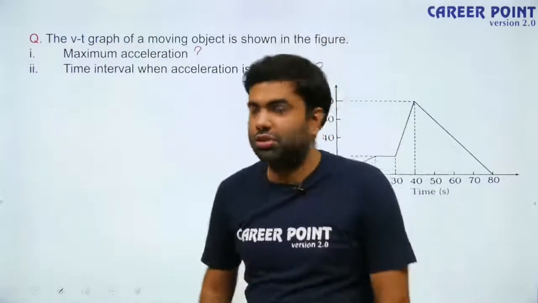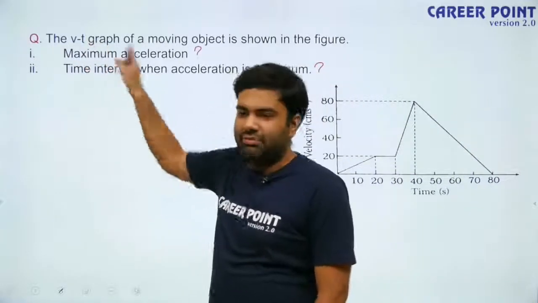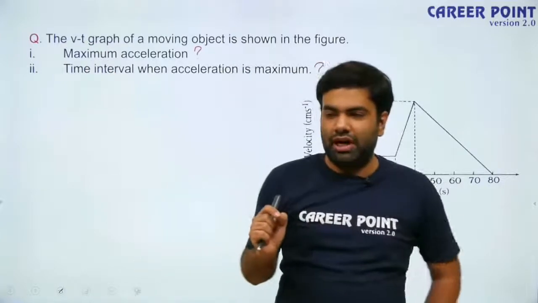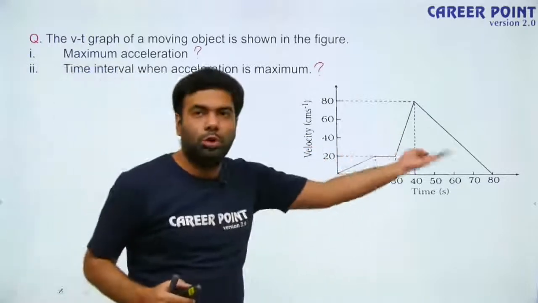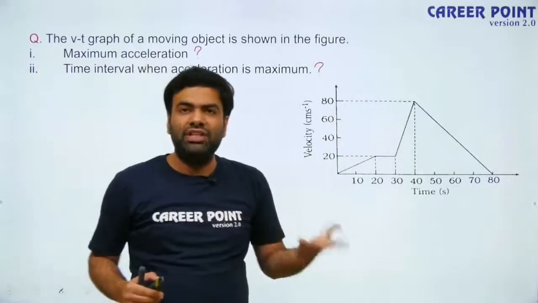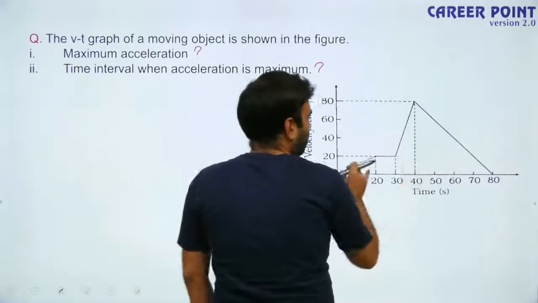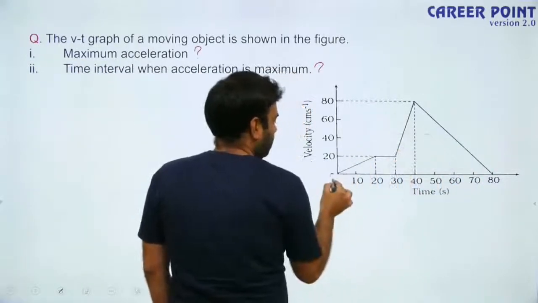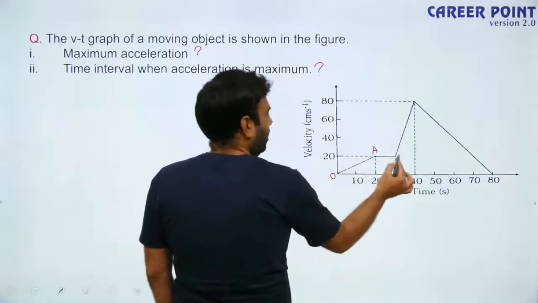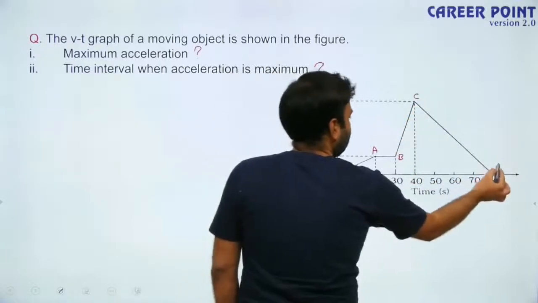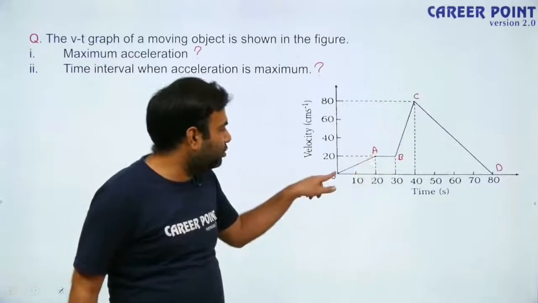So how to solve this question? We have a velocity time graph. If we want to find acceleration, we have to find the slope of the tangent or chord. There are some intervals of time where acceleration is the same. This is point O, this is A, this is B, this is C, and this is point D. From O to A, the velocity is increasing.